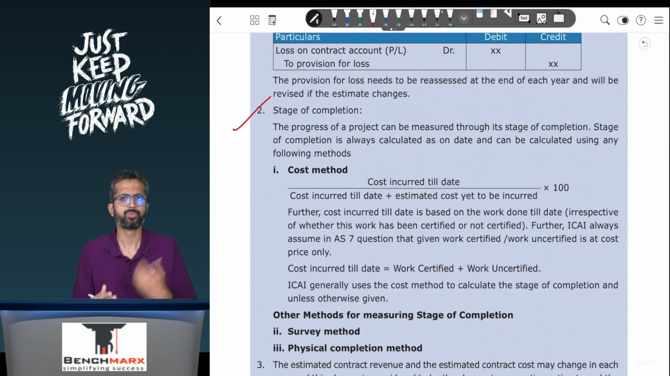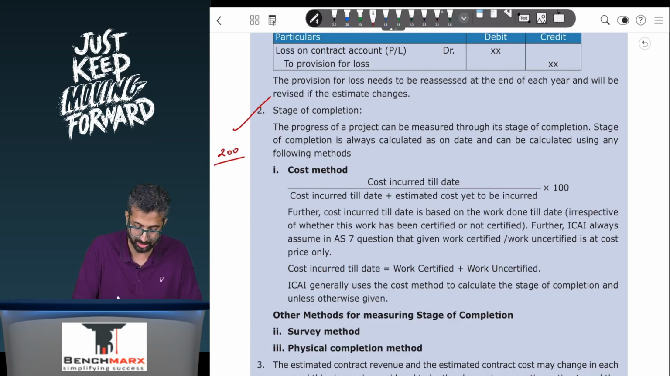Stage of completion. One of the best ways to calculate would be the cost incurred upon the total estimated cost. For example, if you're constructing a bridge and you have incurred 200 rupees of cost out of the total estimated cost of, for example, 1000, in which case your contract can be said to be 20% complete.